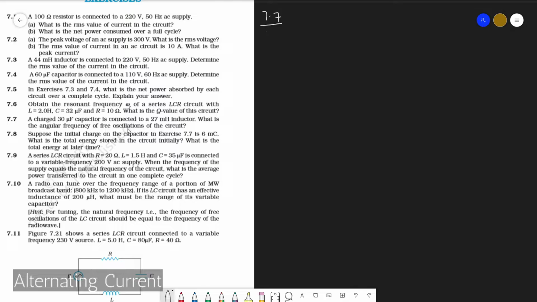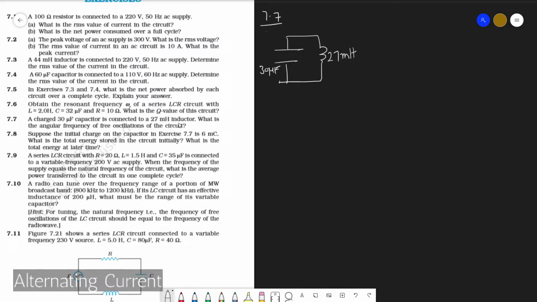What is the angular frequency of free oscillations of the circuit? Free oscillations, where is that coming from? Because now you observe that this is an LC circuit. He is giving the C, he is giving you the L. He is giving C as 30 microfarad and L as 27 millihenry. So this is an example of an LC circuit where some charge must have been there.